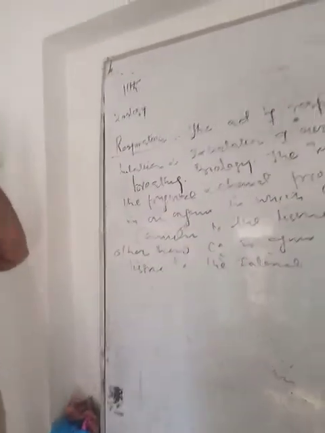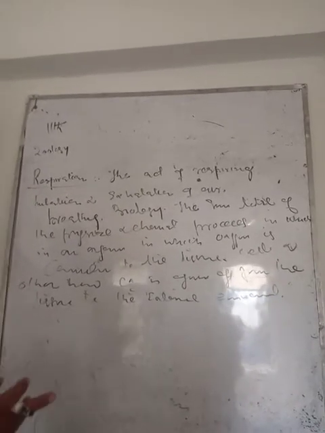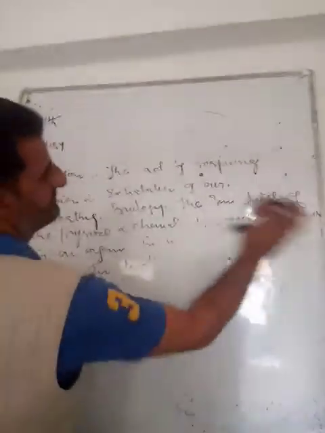Dear students, what is actually respiration? The act of respiring, inhalation and exhalation of air, breathing. Basically, the sum total of the physical and chemical processes in an organism in which oxygen is conveyed to the tissue cells. That is, oxygen is taken from the external environment and then conveyed by the respiratory organs to the tissue cells, and the carbon dioxide on the other hand is given up from the tissue cells to the external environment. This is one of the definitions of respiration.